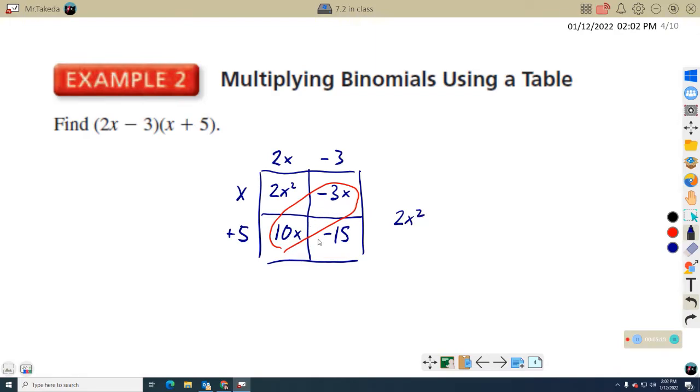10x minus 3x, 7x. And my constant goes last, negative 15. Okay, and that is using a table. If you want to use the table, great. If you don't want to, that's great. This is just another way to organize the terms of the binomial, to keep track and make sure that you have them all included in your multiplication.